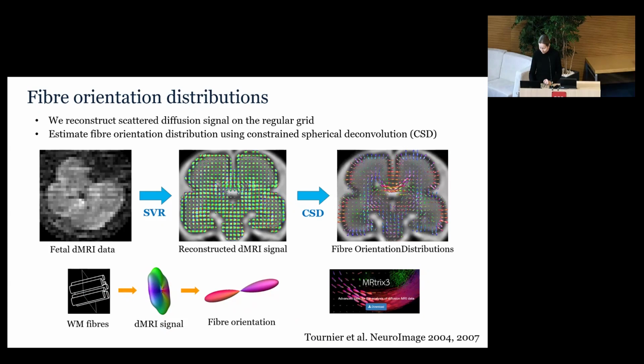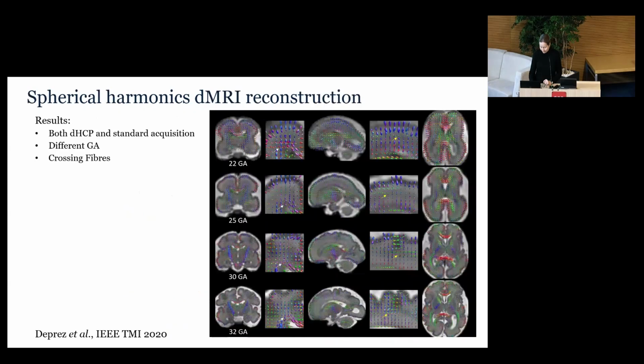So this is the final result of the deconvolution. And here are some reconstructions from DHCP data for different ages. So the method works both for DHCP and standard acquisition, all the different gestational ages, and we can find crossing fibers as well.